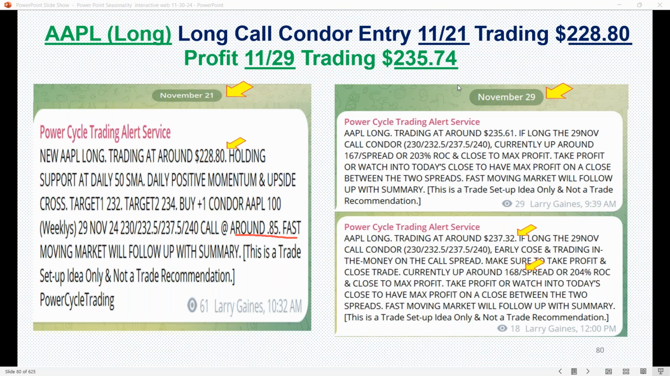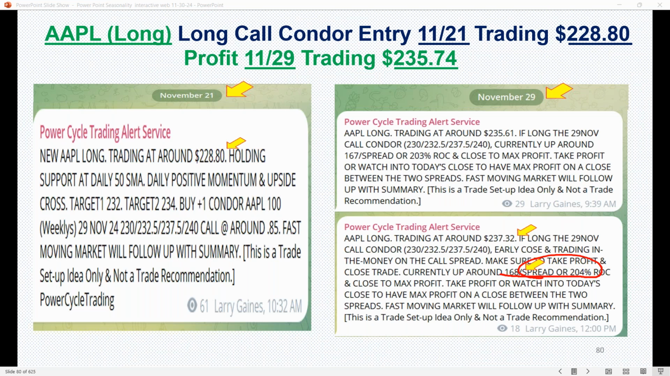And then here's kind of an update. There were a lot of updates, but here's one on Friday. It says Apple trading at 235. Okay, so here it went from 228, now it's trading at 235. If long the 29 November Condor, currently up around $167 per spread, 203% return, and close to max profit. Here it was at the end of the day. I sent out this last alert, trading at 237.32. If long that spread, make sure to take profit and close trade. Currently up 168 per spread, 204% return.